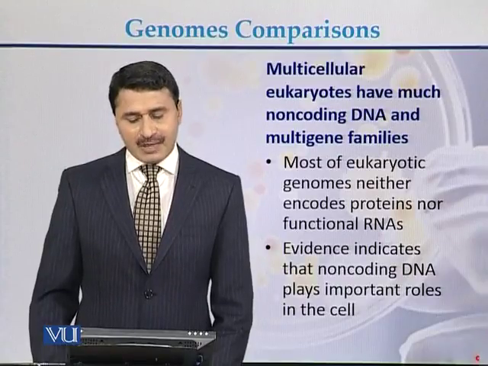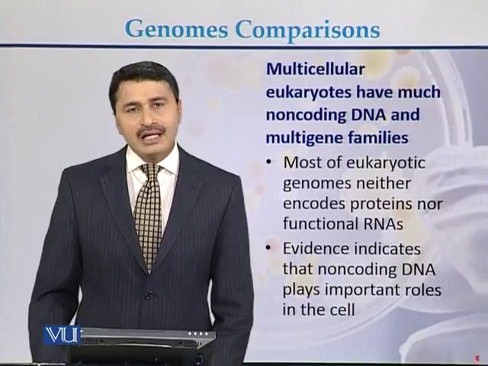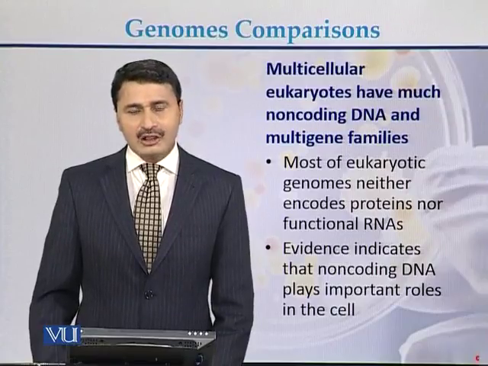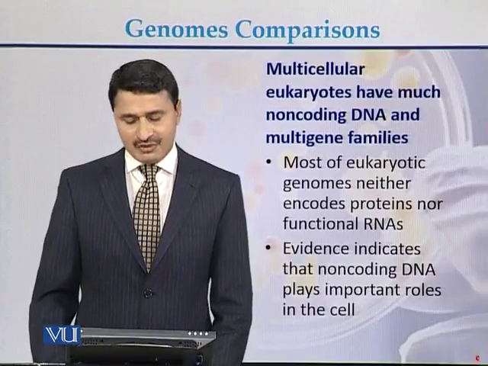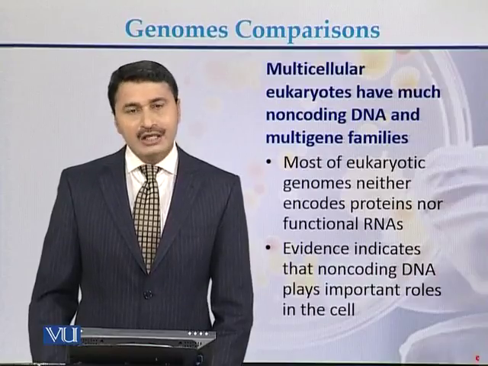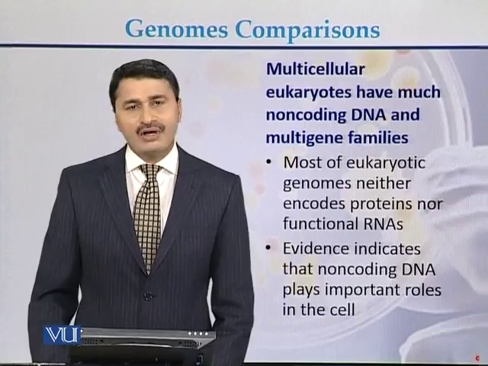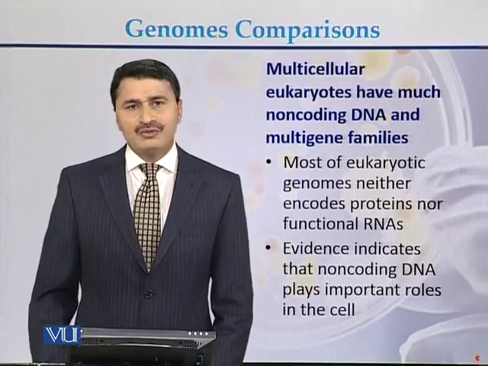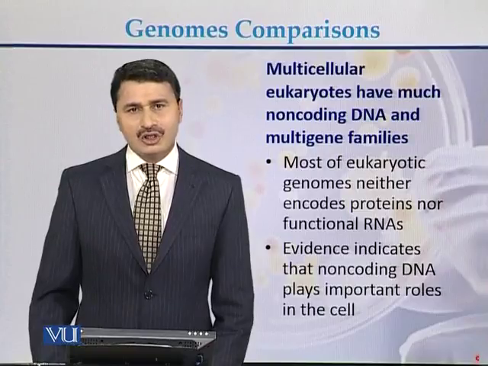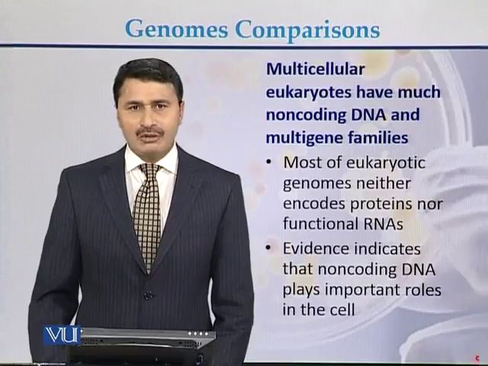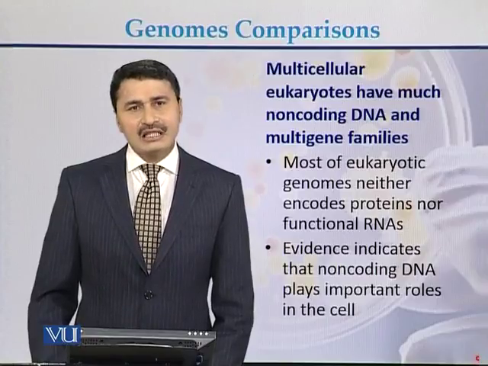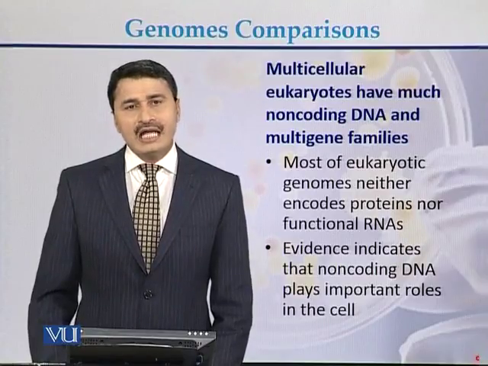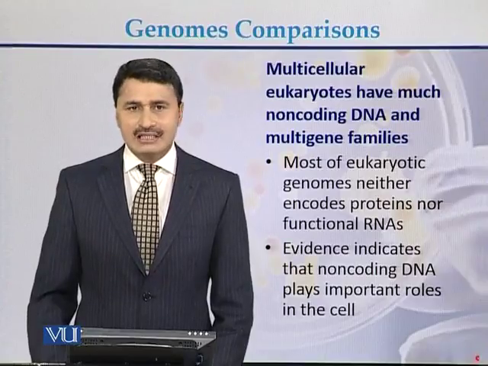Multicellular eukaryotes have much non-coding DNA and multi-gene families. This is another property of the genome of multicellular eukaryotes: most of the eukaryotic genome neither encodes protein nor functional RNAs. In other words, this type of DNA is called junk DNA, meaning that it does not encode either polypeptides or functional RNAs. Evidence now indicates that non-coding DNA plays an important role in the cell.